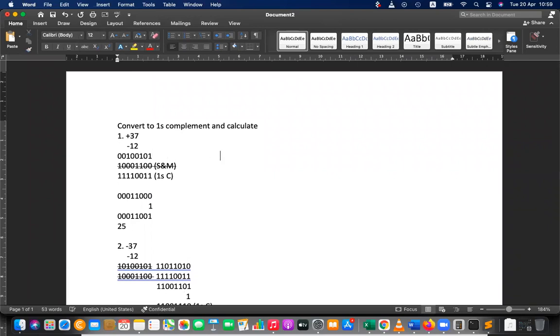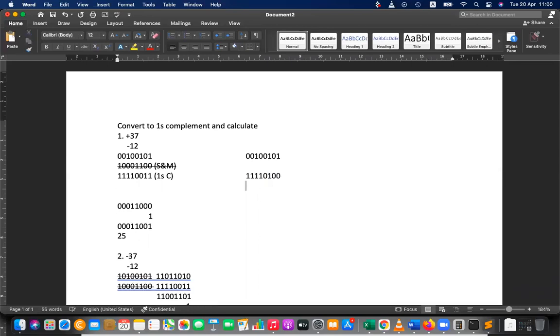I'm going to keep some space, and this is plus 37, which is 0, 0, 1, 0, 0, 1, 0, 1, and the 2's complement of 12 will be 1, 1, 1, 1, 0, 1, 0, 0, because you have to add 1 to this. 1, 1 is 3, 3 plus 1 is 4, so this is 4. Okay, so then you have to add the numbers. 1 plus 0 is 1, 0 plus 0 is 0, 1 plus 1 is 2, remaining 1, and that one will come here. This will be 1, 1, 1, 1. So that's the final answer.